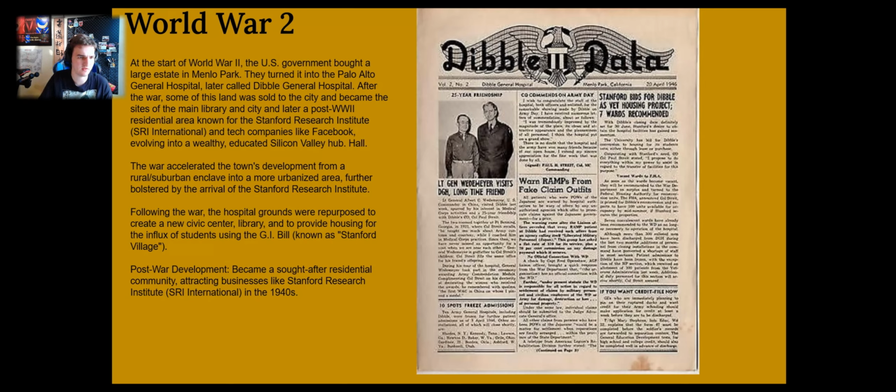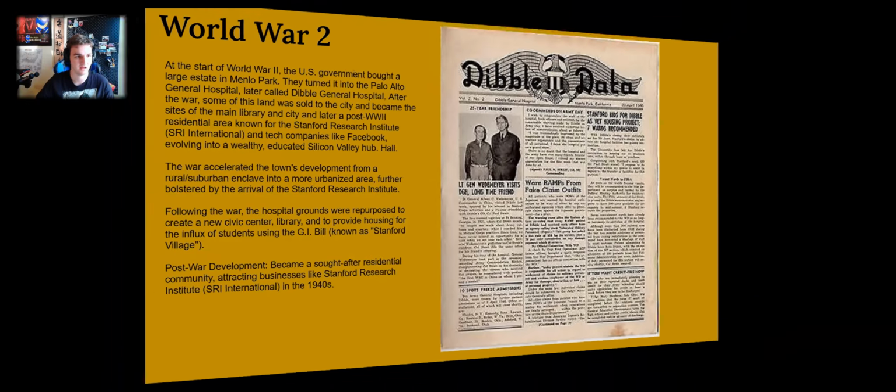It was basically going through massive growth and major development at that time, with the hospital grounds, the Institute research center, and many other infrastructures, restaurants, and all that kind of stuff.